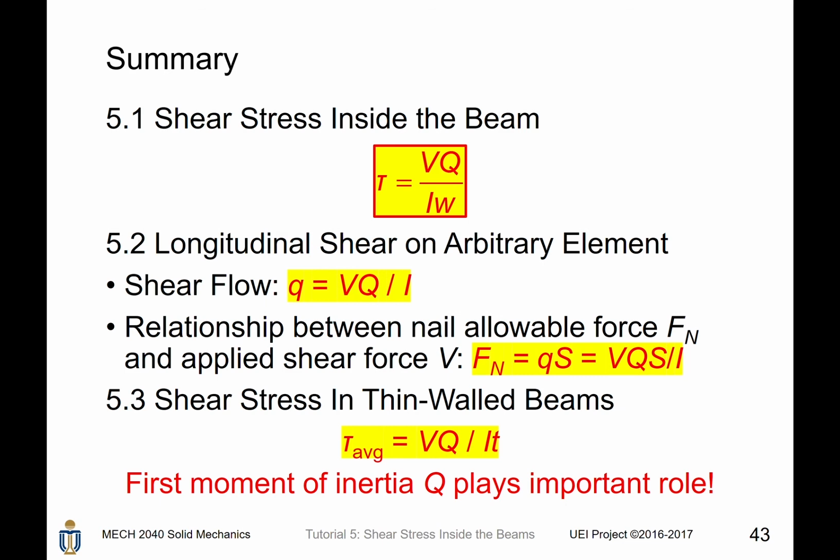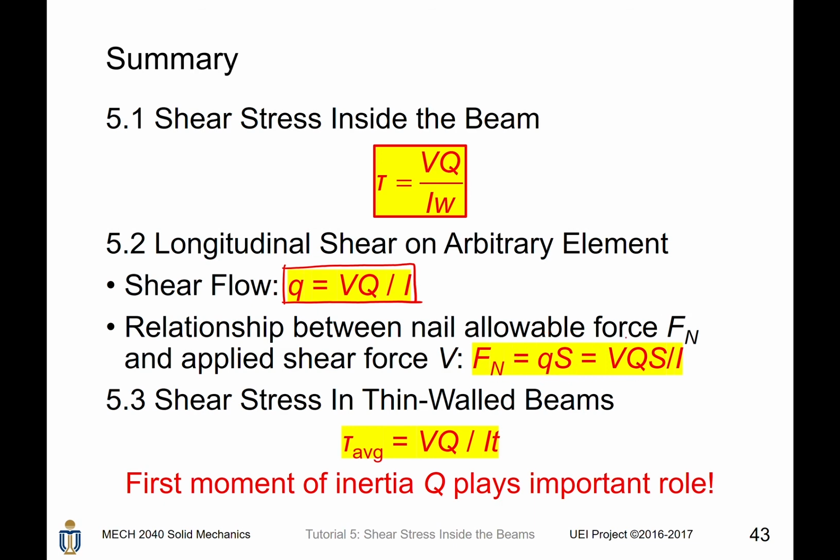Let's do a simple summary of this tutorial. We talked about the shear formula, tau equals VQ divided by IW. We also talked about the shear flow, q equals VQ divided by I. We also talked about the relationship between the nail allowable force Fn as well as the shear flow and the maximum spacing. So remember, the allowable force of the nail equals the shear flow times the spacing, because the nail is going to resist the shear flow, you can imagine.